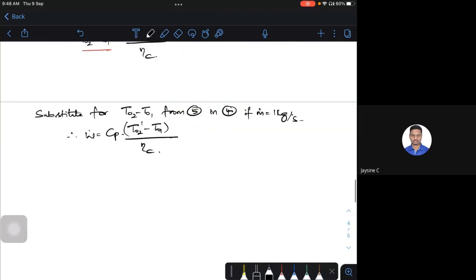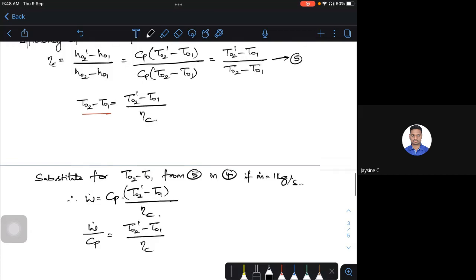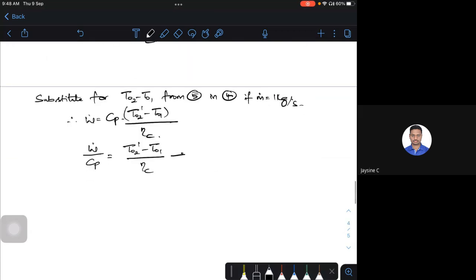Or I can write W dot by Cp is equal to T02 dash minus T01 divided by compressor efficiency. I am calling that equation number 6. Okay. Now let's go back to your thermodynamic relationships.